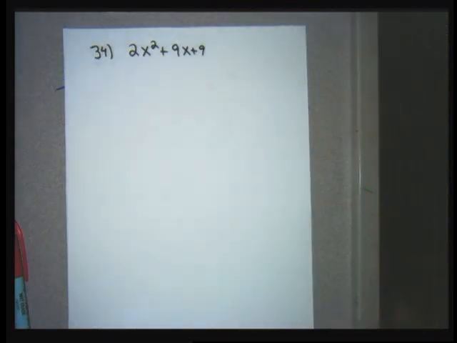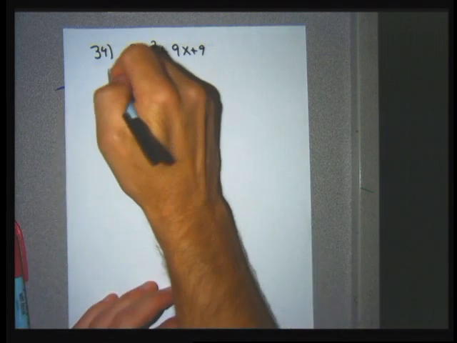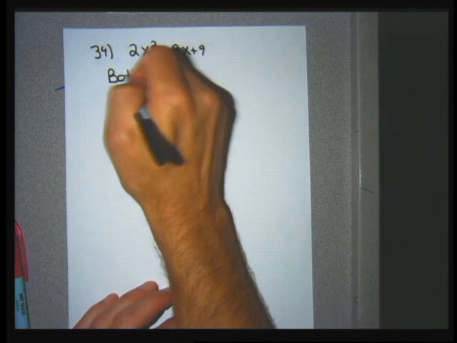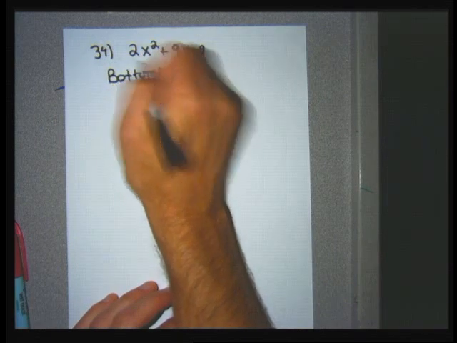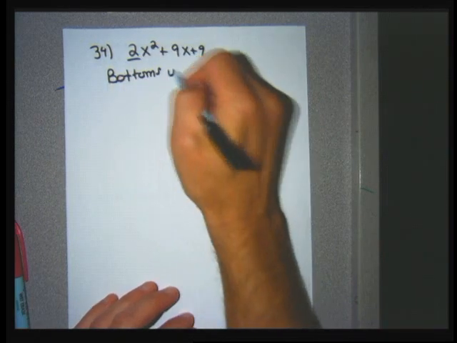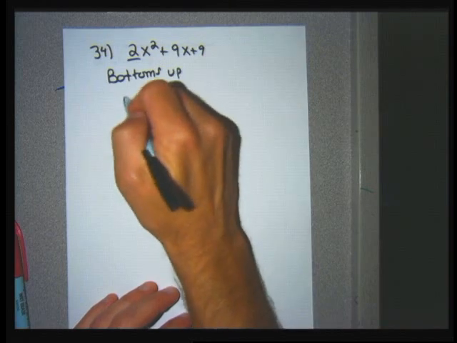(34), there's no common factor, and there are 3 terms with a number in front of the first term. That's when I do bottoms up. Bottoms up is reserved for problems that have 3 terms with a number in front of the square term. So the first step is to multiply.